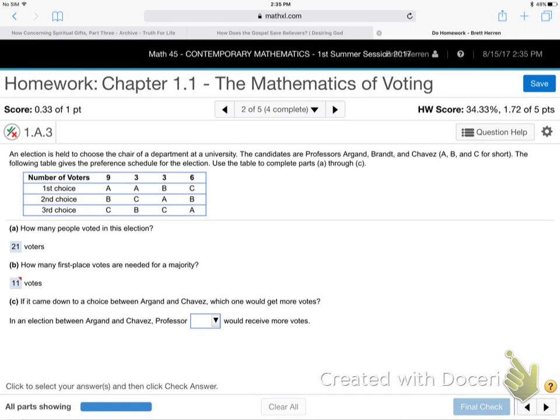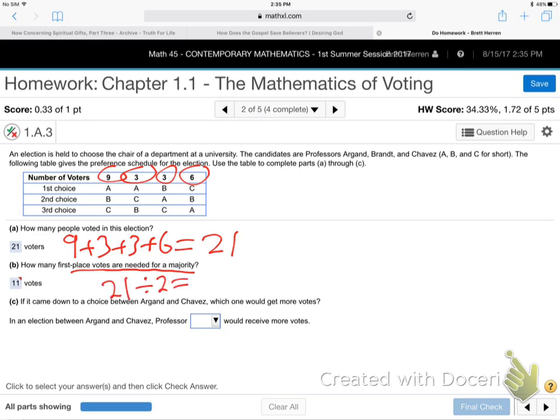So here they are. So 9 people, ABC, 3 people, ACB, 3, 6. Okay. So how many? I got 21. See, how did I come up with 21 there? Yeah, I just added 9, 3, 3, and 6. 21 votes. Okay, how many first place votes are needed for a majority? So what would be more than half of 21? Well, so I take the 21 and I divide it by 2. That would be 10.5. So that means, you can't take 10 and a half votes, so it'd be 11, huh? That's how I got the 11.